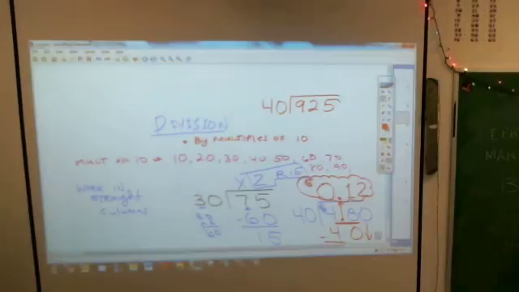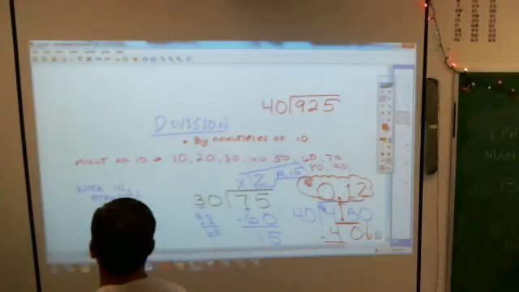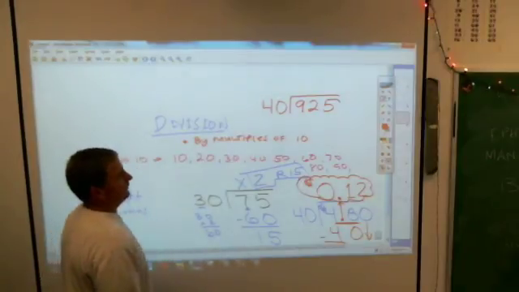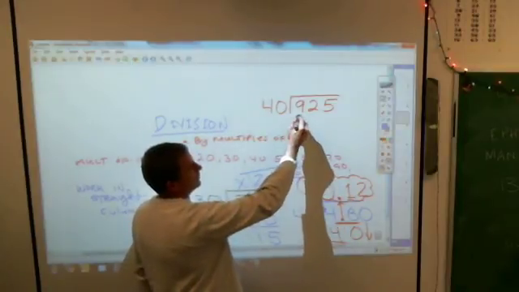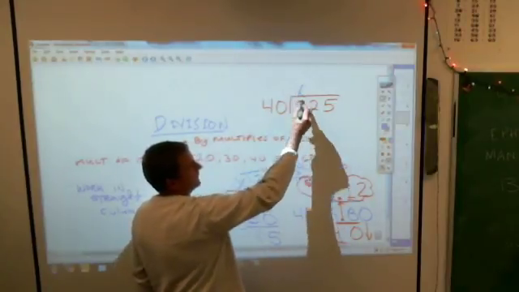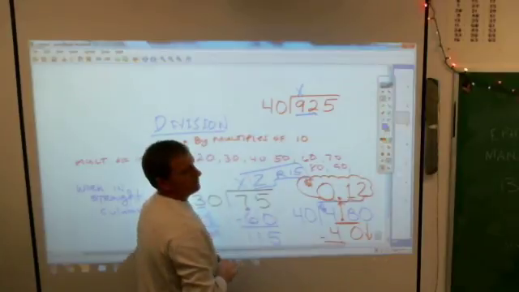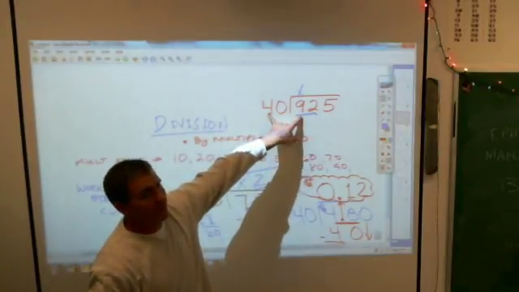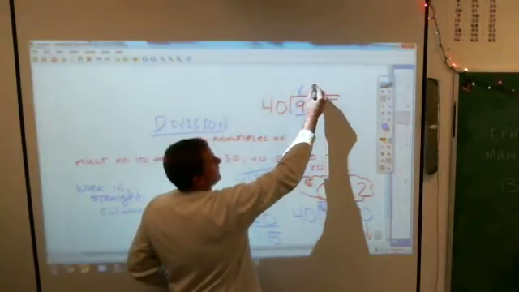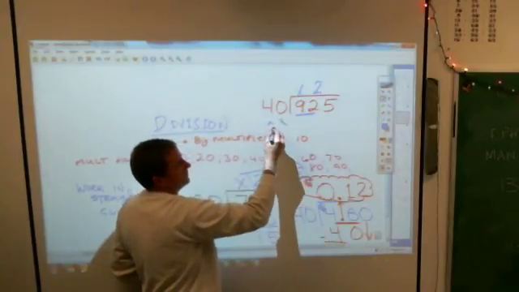I know a few people are getting stuck in a certain place here. If you're kind of stuck on that, take a look up here. Okay, 4 doesn't go into 9, so you shouldn't have anything above the 9. Most of you got how many times 40 goes into 92? Again, look at the first digits. 4 goes into 9 two times. And 40 times 2 is 80.